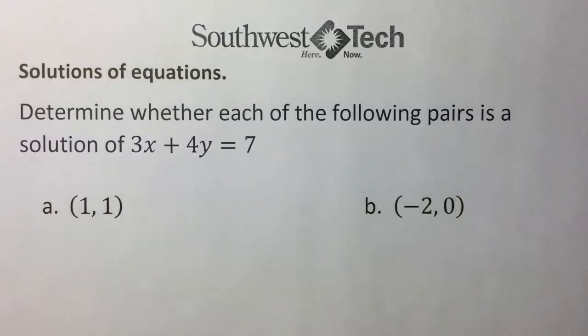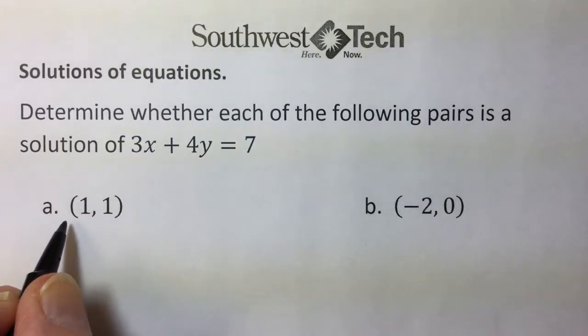When an equation contains two variables, solutions are ordered pairs. Each number in the pair replaces a letter in the equation. In this example, it's telling us to determine whether each of the following pairs is a solution of the equation 3x plus 4y equals 7.